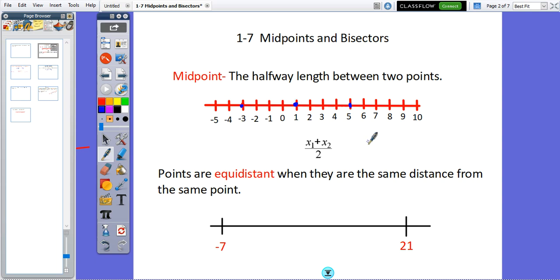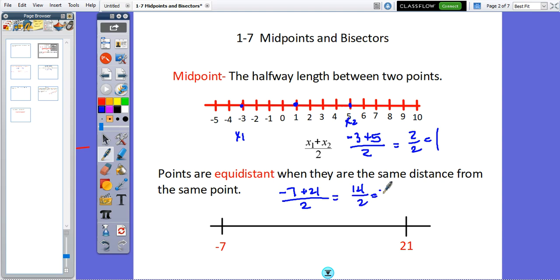It'll be 1. So the mathematical way of doing that is we take the 2 endpoints, the x1 and the x2 right here, and we add them up. So we'll go -3 plus 5 over 2, giving us 2 over 2, which gives us 1. If we're doing it for these two right here where we don't have numbers to count, we would take our -7 plus 21 over 2, giving us 14 over 2, which gives us 7. Now understand, this 7 is a coordinate. It's not how many spaces. The 7 is the coordinate. The distance between here and here is 14, and here is 14 as well.